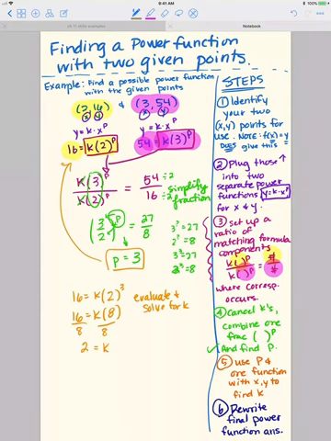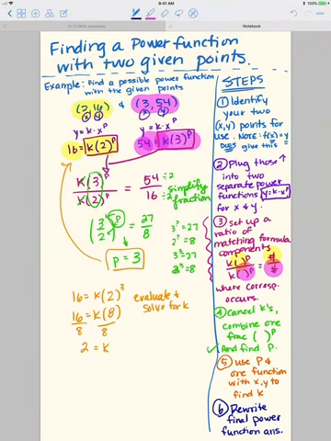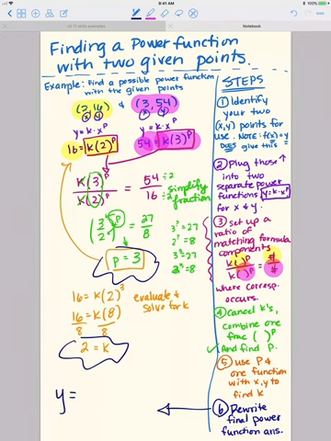So now we have k. Our final step will be to take everything that we've done so far, our p value and our k value, and rewrite our general power function for this problem. So y equals 2 times x to the third power. And that is the power function that is possible for the two given points of (2, 16) and (3, 54).